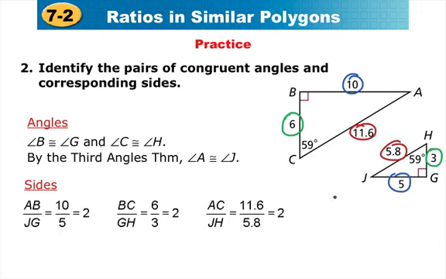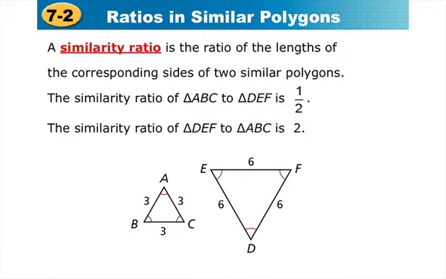Once you write your proportions, notice that you get 2. Let's move on to the next slide. Follow along. Very important concept, similarity ratio. This is what it reads. It says a similarity ratio is the ratio of the lengths of the corresponding sides of two similar polygons.